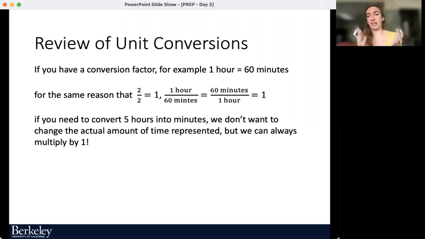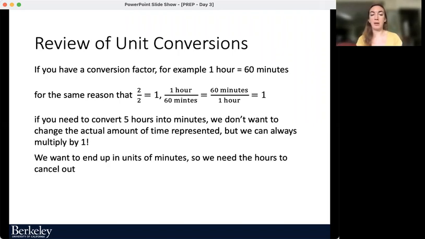So that's what this says: you take whatever quantity you have, in this case 5 hours, and then we want to multiply by 1, but in such a way that we're changing the units that quantity of time is represented in. The units that we want to end up with are minutes, and so we want the units of hours to cancel out. So that means we want minutes on top so that they come through in the end.